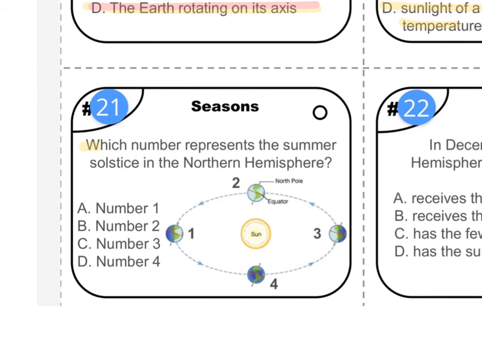21. Which number represents the summer solstice in the northern hemisphere? And here's the north again. Summer in the north. Is it 1, 2, 3, or 4? And the answer is A, number 1 right here. It's tilting towards the sun. These are tilting away from the sun. This is tilting towards the sun.